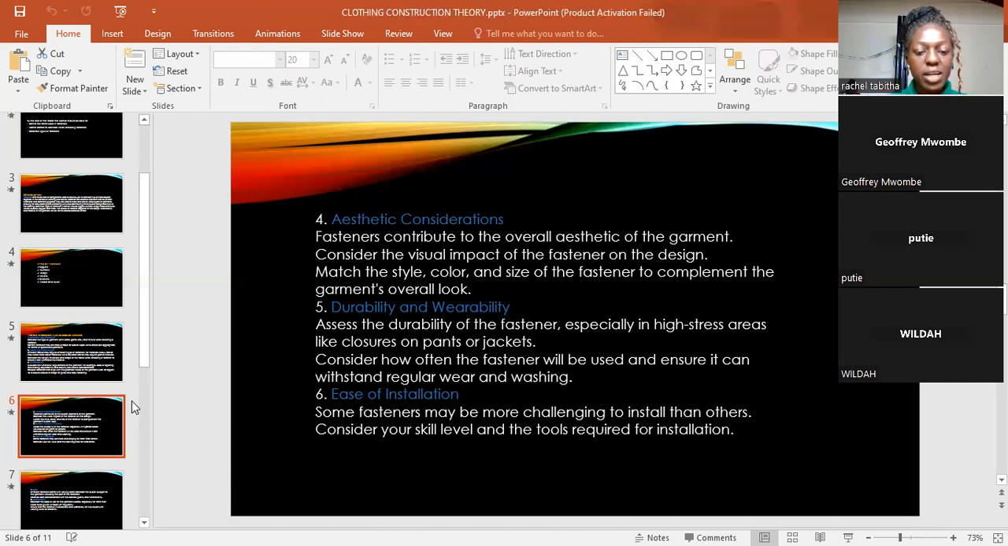So durability and wearability: assess the durability of the fastener, especially in high stress areas like closures on pants and jackets. Consider how often the fastener will be used and ensure it can withstand regular wear and washing. Like when you put a button on a garment, you ensure you have fastened the button well so that when you wash, it cannot get off the garment. So, ease of installation. Can anyone talk about ease of installation?